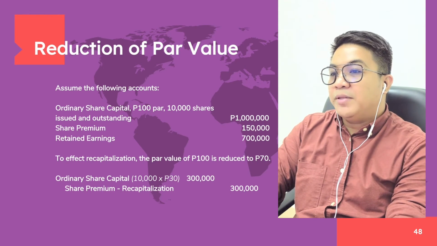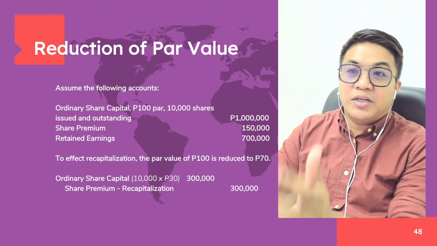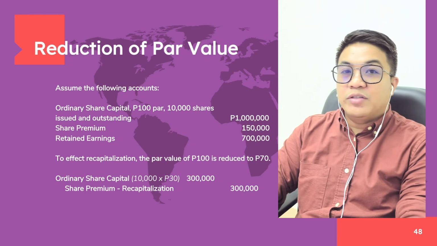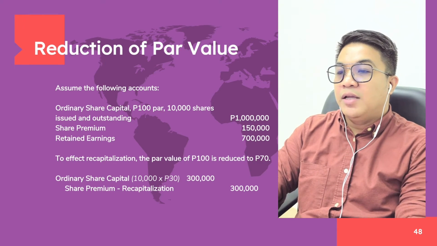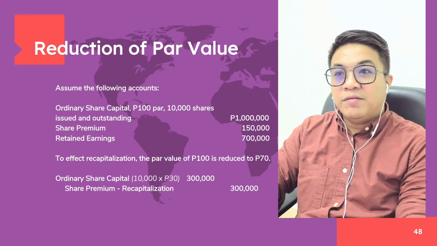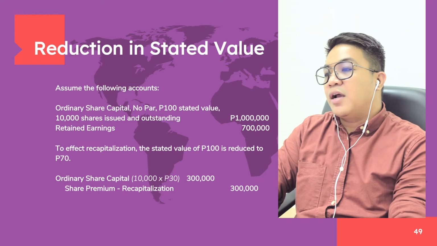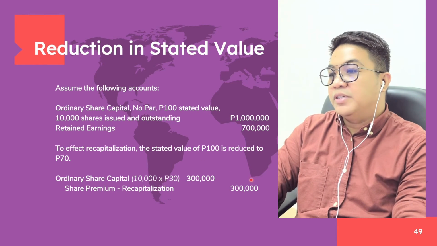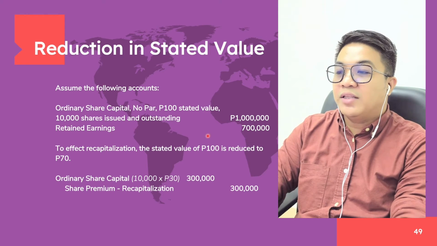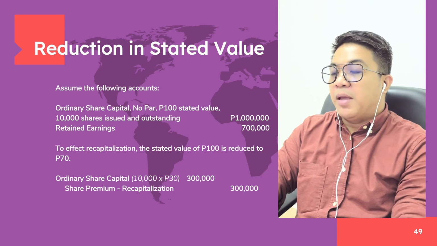So, what will happen if we reduce the stated value? Because here, we only reduced the par value. Technically, the concept is that when we reduce par value and stated value, it's the same thing. Ordinary share capital, debit, and we credit the share premium. It's the same concept, from 100 pesos stated value to 70 pesos.